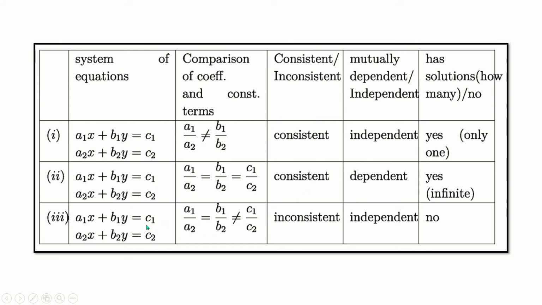But if the ratios of the coefficients of x and y are equal, but the ratio of the constant term is not equal, then these two equations will be inconsistent. That means they have no solution. Okay, that means no solution. Inconsistent means we cannot get any solution. Okay, now follow the example.